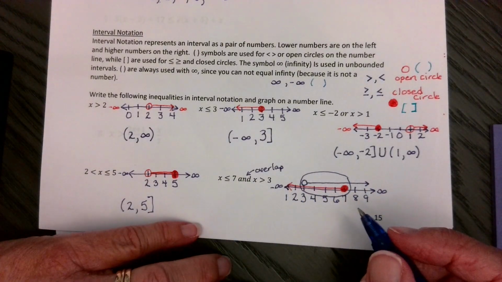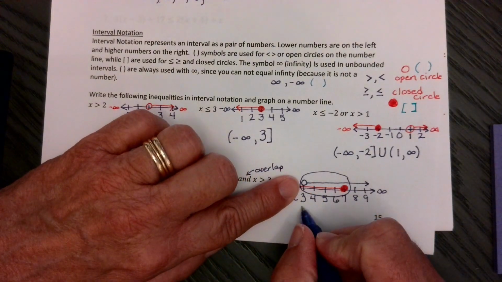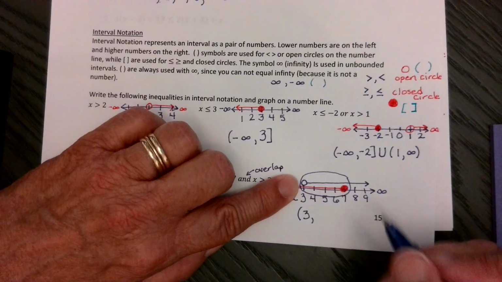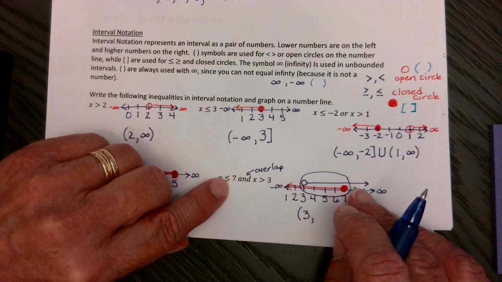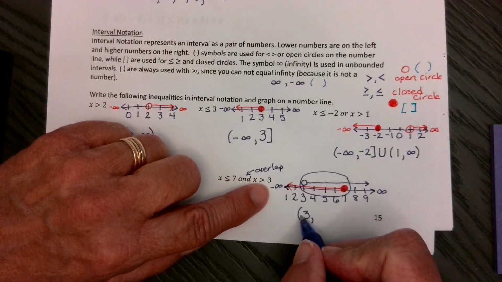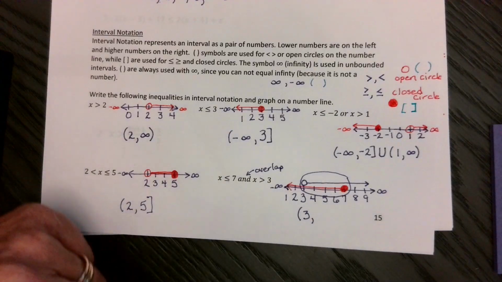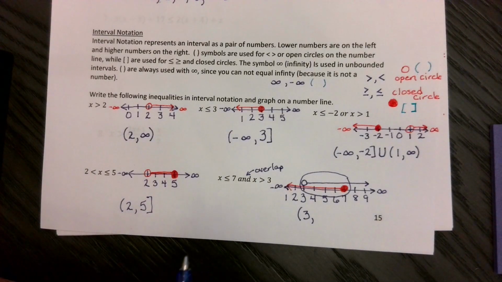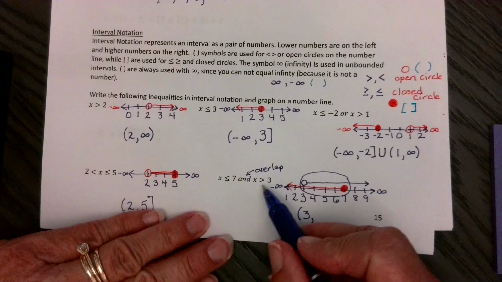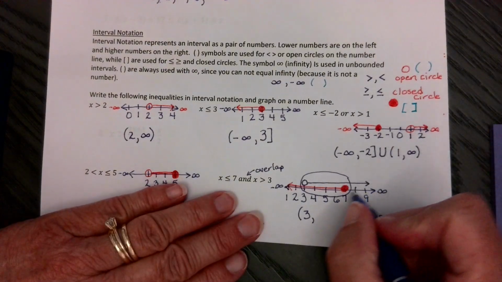Now be careful. Because 3 counts here, but it doesn't here, it's going to be an open circle at 3, a parenthesis at 3. Because even though it fits here, 3 is less than 7, 3 is not greater than 3. So that's why it's a parenthesis, because it doesn't include it, but that's the stopping point. Like 3.1 would fit in both of them, right? It doesn't say anything about integers, so it could be a 3.1. That would fit here and here. But 3 only fits in one of them, so parenthesis.